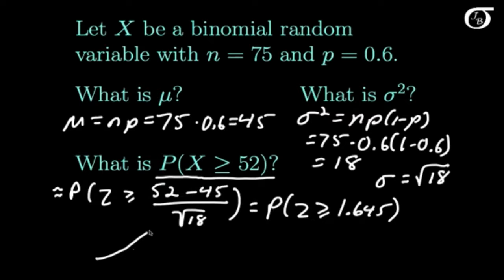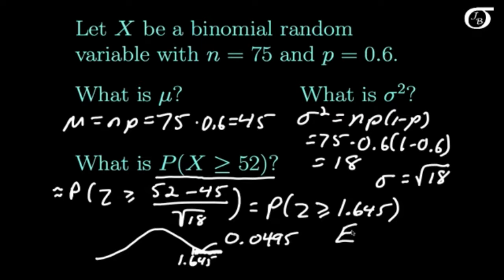Then we would go to a computer or our standard normal table. There's 1.645, and we're interested in this area. I'm going to leave that up to you. Verify for yourselves. That's going to be approximately 0.0495. If you use a standard normal table instead of a computer, you might get a rounded version of that, but you should get pretty close to that value.